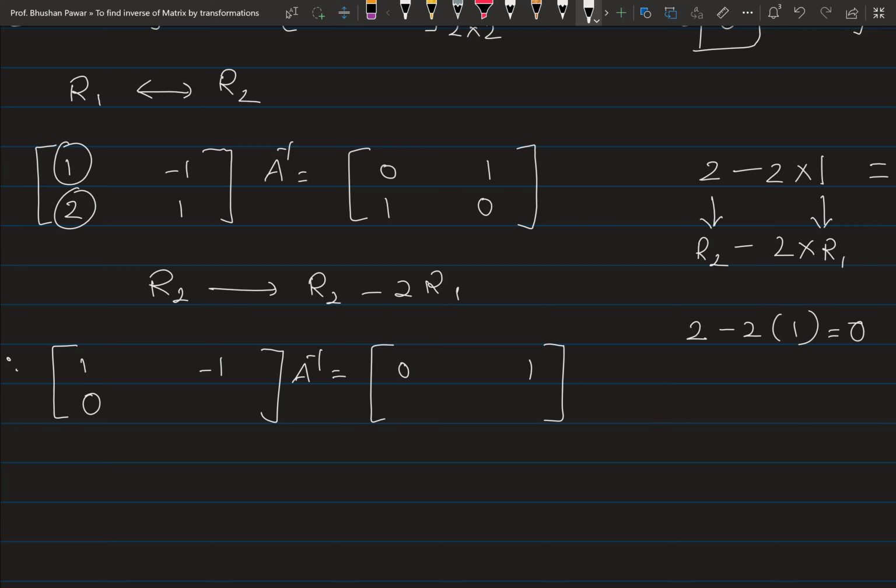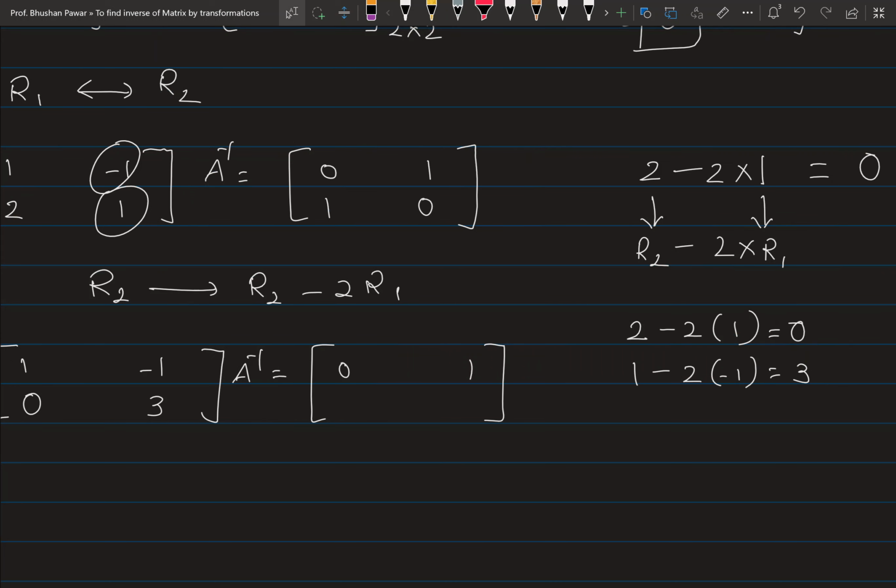Similarly, our next elements are these two. The element of R2 is 1, minus 2 times the element of R1, which is minus 1. On simplification, it should be 1 plus 2, that is 3. So our required element is 3. Now we go to the right hand side. The same operation will be applicable to the right hand side also. So we are going to deal with these two elements now.